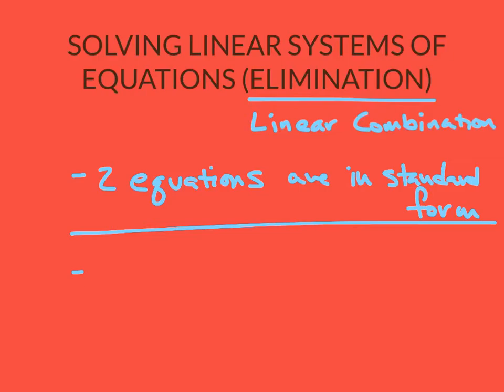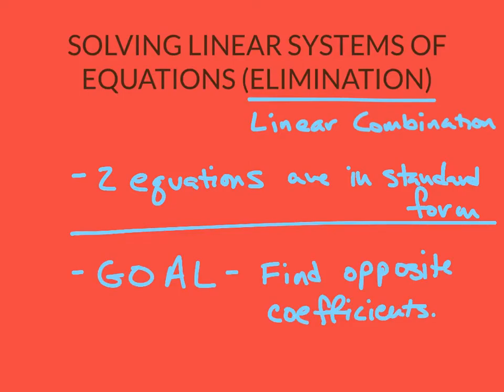And our goal of solving these linear systems using elimination comes down to one aspect, and that's to find opposite coefficients. And remember that the word opposite means one's a positive number and one's a negative number. So -3 and +3 would be opposite. And remember that coefficients are simply the numbers that are in front of your variable. So if I had, say, 5x, my coefficient is going to be the number 5. It's important that we understand some of that vocabulary before we move on.